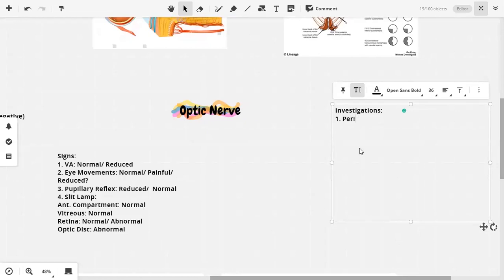Perimetry for visual fields. Perimetry or visual fields. Yes, fundoscopy. I think fundoscopy should be over here. Slit lamp is an examination, fundoscopy is an examination. So if we can do fundoscopy, we get another investigation in order to look at the retina. What is that investigation? FFA we can also get done, OCT too.